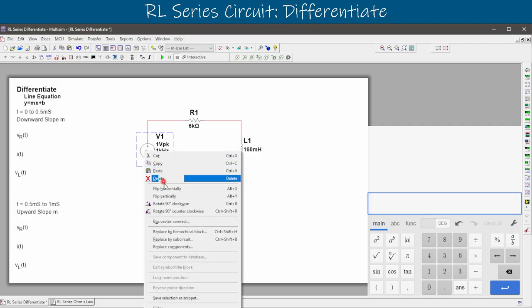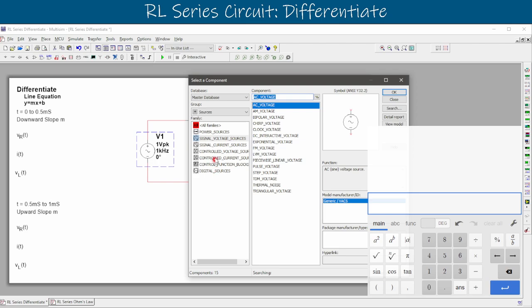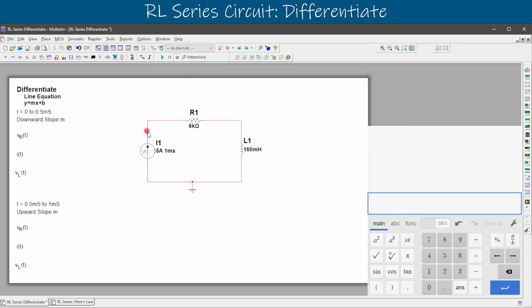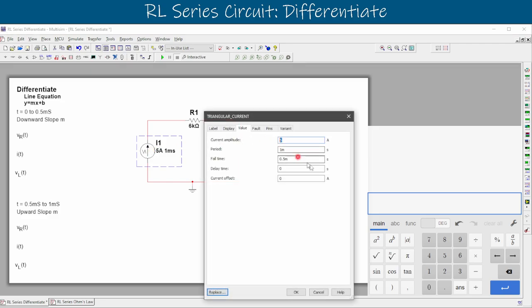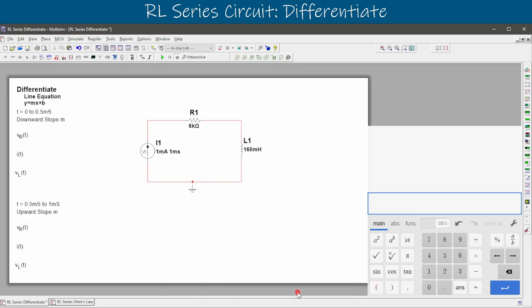So we'll right click and replace this component with something that gives us more of a straight line. That's going to be in our current sources under triangular current. Then we have an upward slope and a downward slope that we can predict. We'll double click on this and lower the magnitude of current down to say 1 milliamp here. It's going to decrease our voltage across our two components.